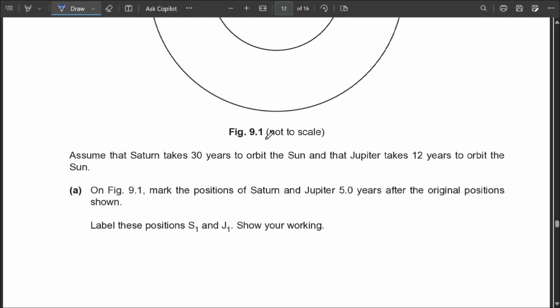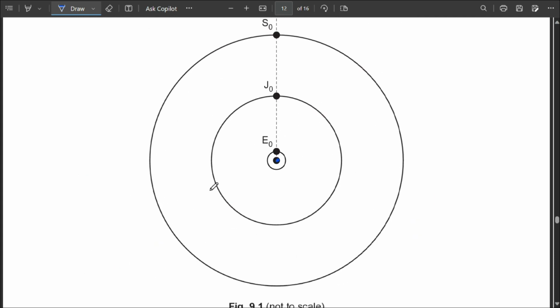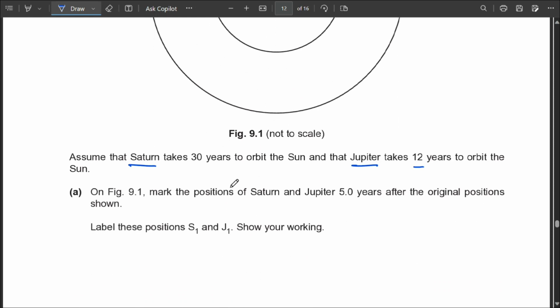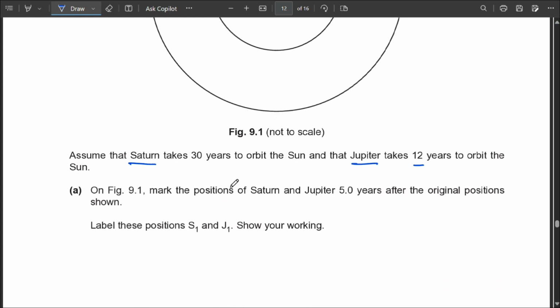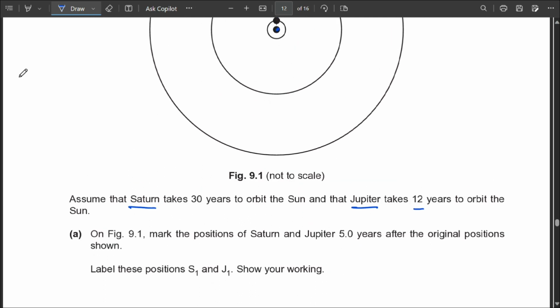Now assume that Saturn takes 30 years to orbit the sun, meaning one complete orbit takes 30 years, and Jupiter takes 12 years to orbit the sun. On figure 9.1, mark the position of Saturn and Jupiter 5 years after their original positions shown. So this is their original position. Let's talk about Saturn first. Saturn takes 30 years.